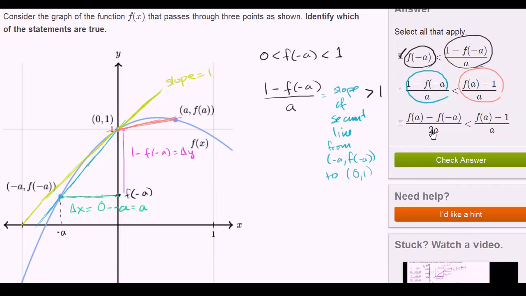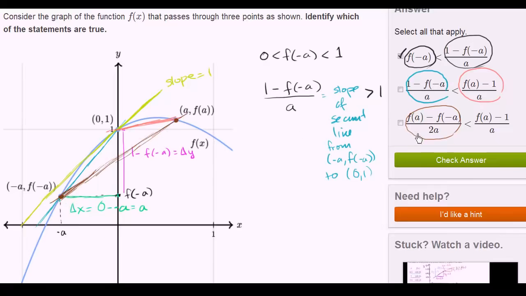Then finally, let's look at this over here. f of a minus f of negative a over 2a. So this is the slope. Let me draw this. So this right over here is the slope of the secant line between this point and this point. Our change in y is f of a minus f of negative a. Our change in x is a minus negative a, which is 2a. So this is this secant line right over here. So let me draw it. So this secant line right over here.